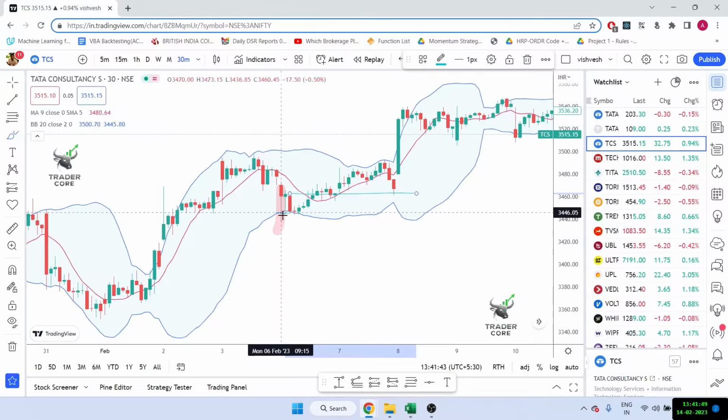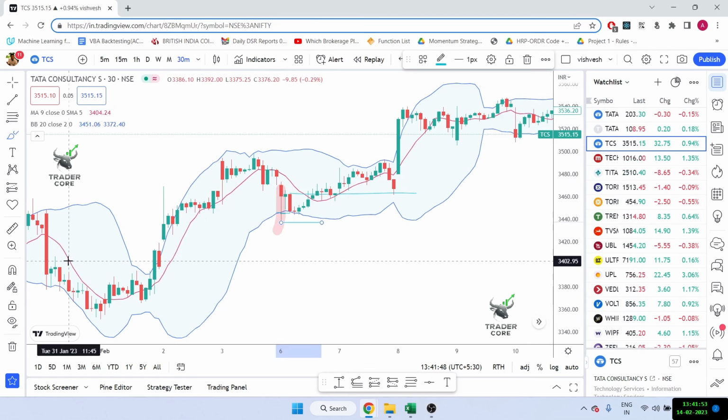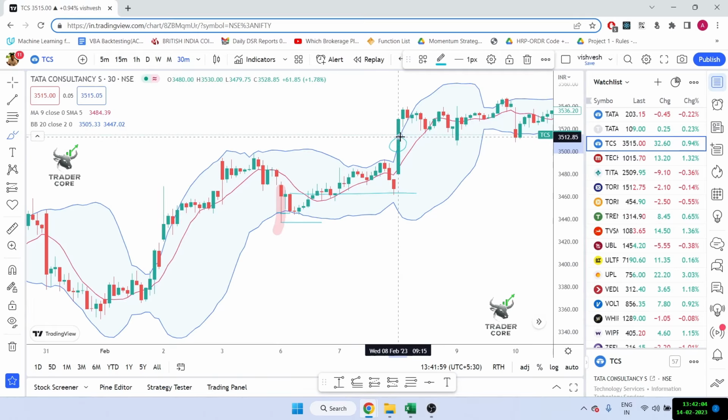And we can put the stop loss here, which is the low of the red candle. This can be our stop loss. And we can do two targets. The first target can be the middle line, the moving average, and the second target can be your Bollinger Band on the upside. And we can see that we have made good profits here.